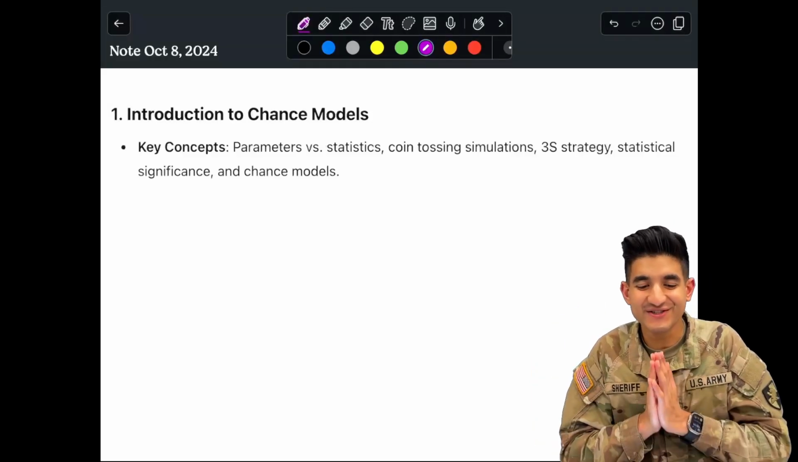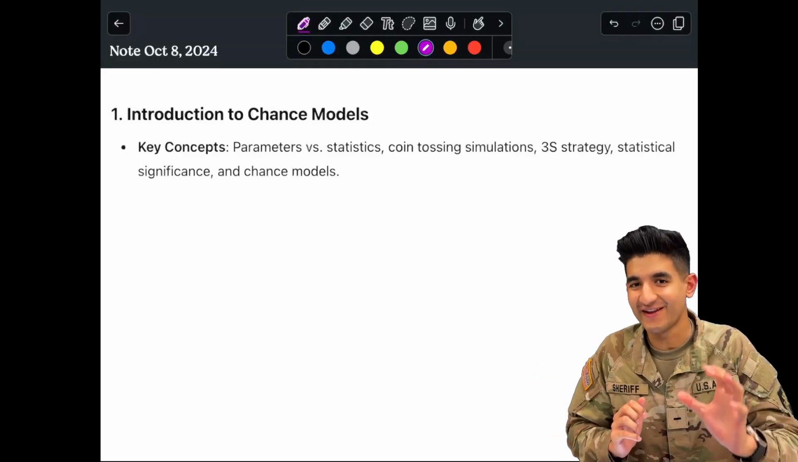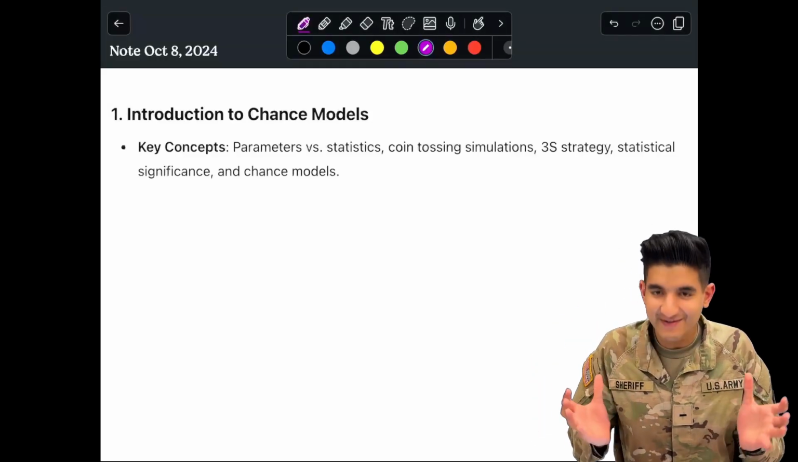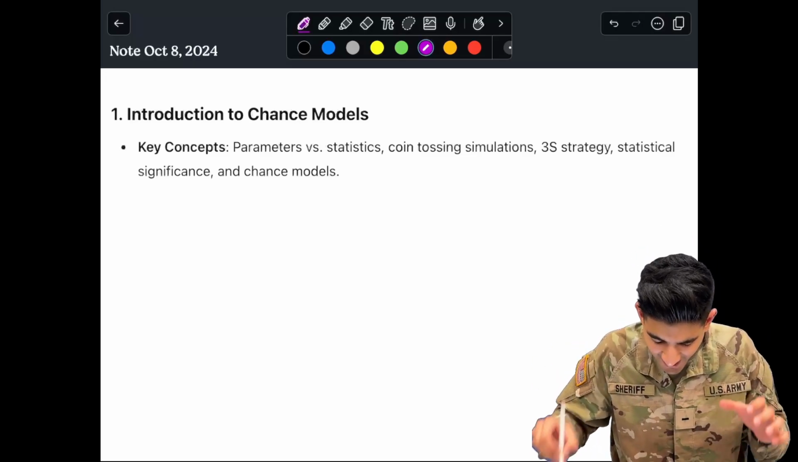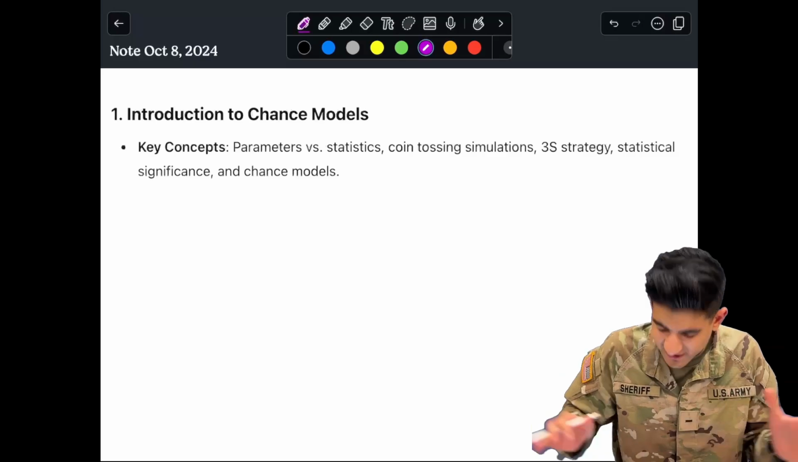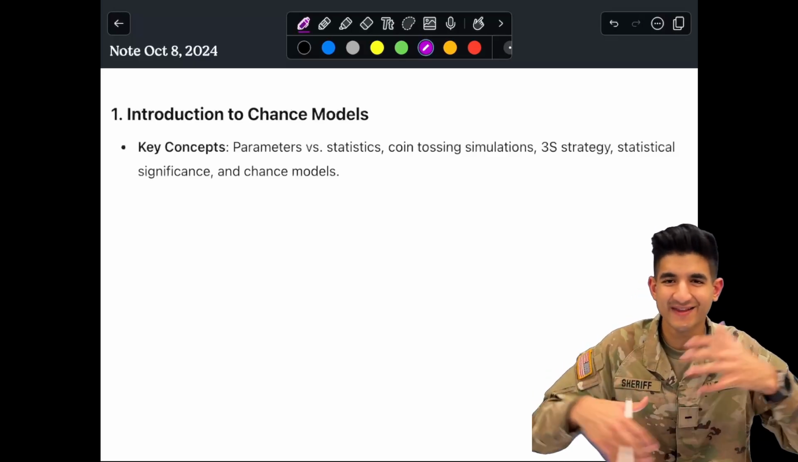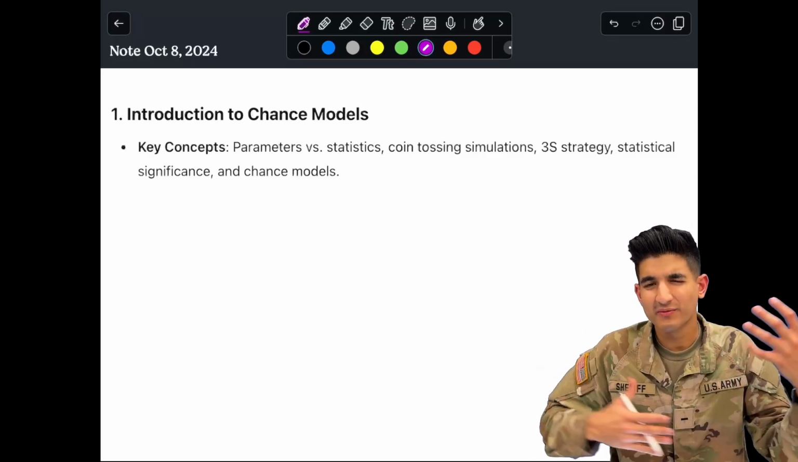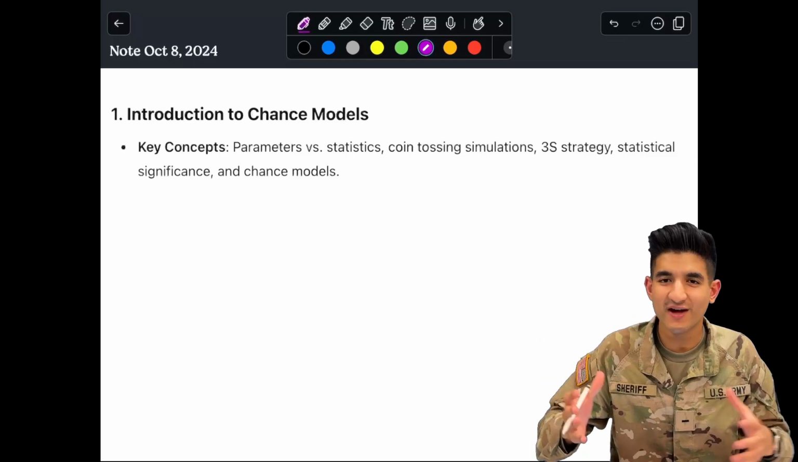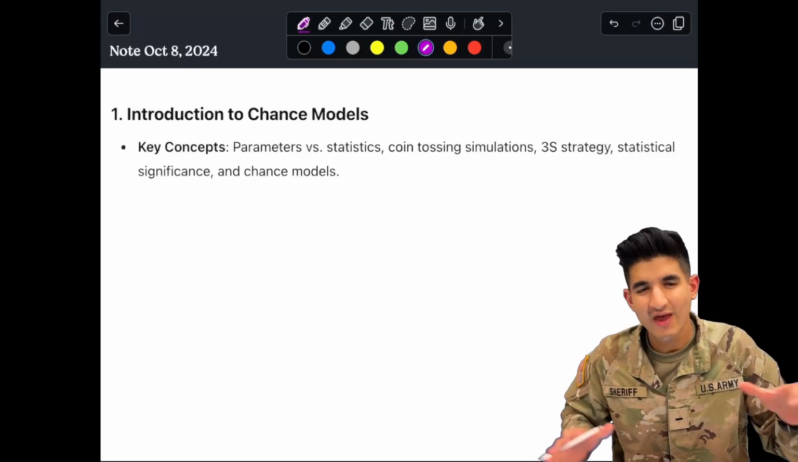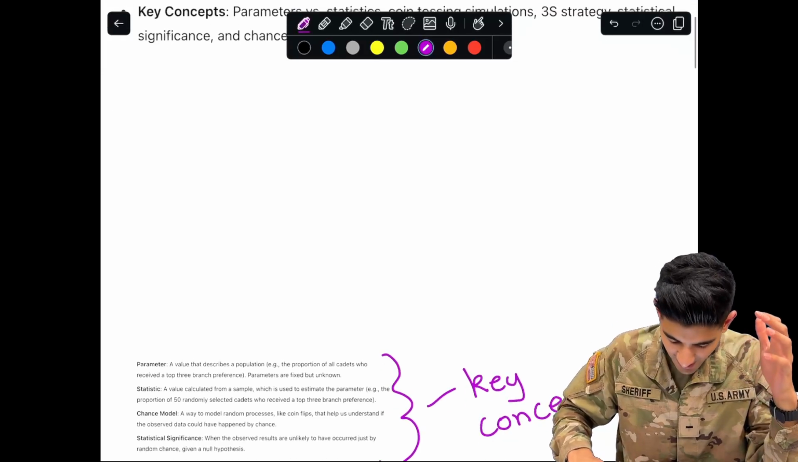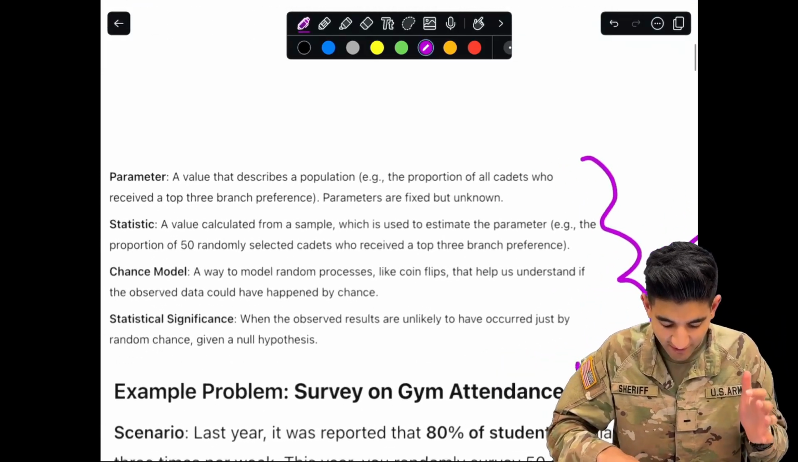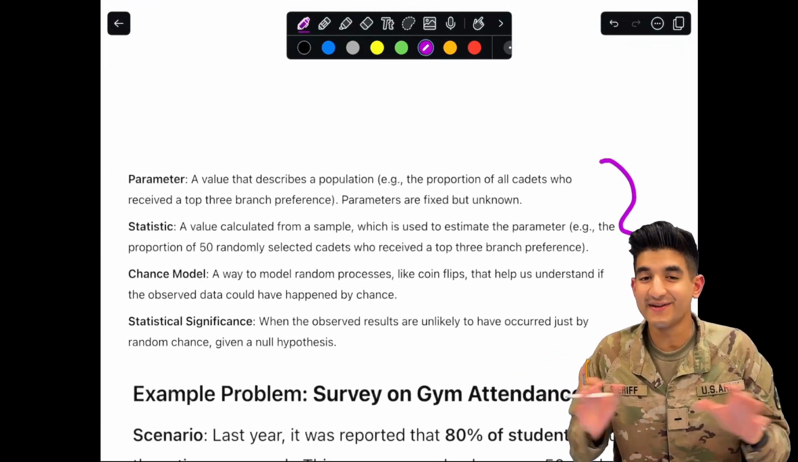All right, so we're going to start off with introduction to chance models. So really the key concepts in this section is going to be parameters versus statistics and really chance models. Like there are stuff about simulations, but you'll kind of get the hang of them as we go on. And we're really not going to simulate any coin tosses. Instead, we're going to use distributions, but you're going to see what I'm talking about as we go on with the video. So let's go on and go over a few key terms before we get into an example problem.